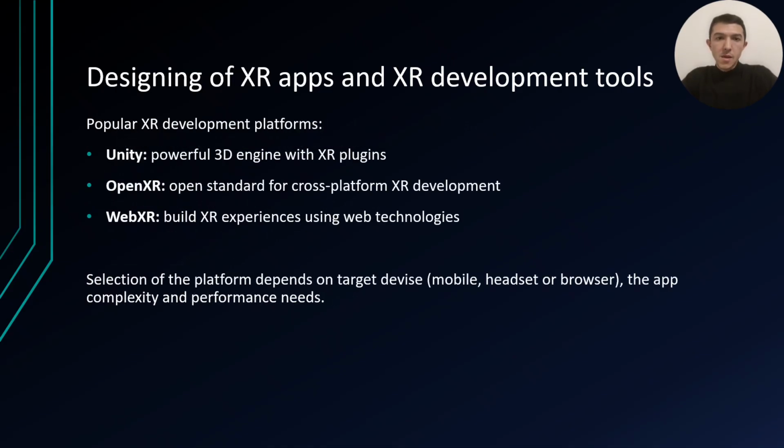When it comes to designing XR applications and the tools, these are some of the most common platforms for building XR experiences. Number 1 is Unity, the powerful 3D engine with XR plugins. Number 2 is OpenXR, an open standard for cross-platform XR development. And number 3 is WebXR, which enables building XR experiences directly for the web. The selection of the right platform depends on factors such as the target device, whether it's mobile, headset, or browser, application complexity, and performance requirements.